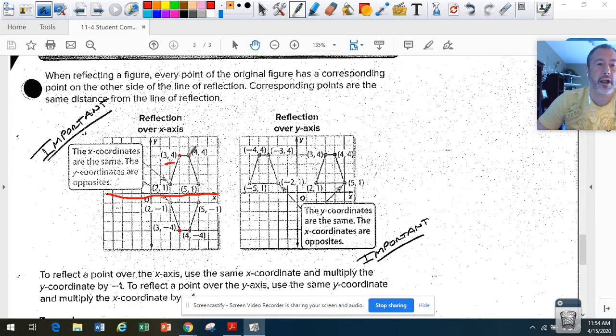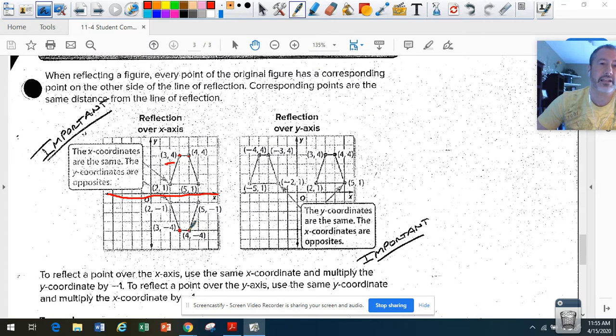Let's look over here at 4, 4. At 4, 4 here, it says, once again, the x-coordinate remains the same, so the 4 remains the same, and the y-coordinate becomes the opposite. So the y-coordinate here is 4, so it has to be negative 4. So our new location here is 4, negative 4.